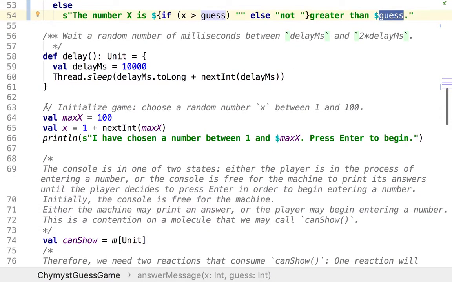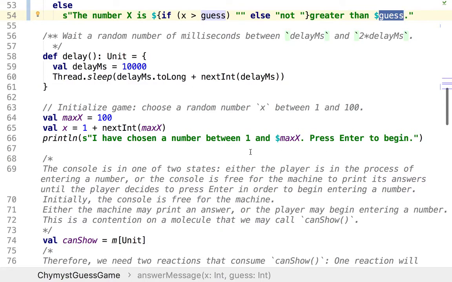All right, so to initialize the game, so this will be just one run of the game, we'll not be playing again and again, just for simplicity. So we initialize the game by choosing a random number between 1 and 100 and printing the initial message that indicates the start of the game, telling the user to press enter to begin.